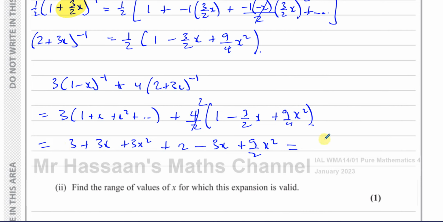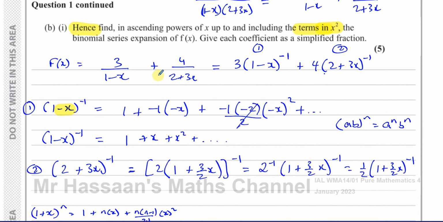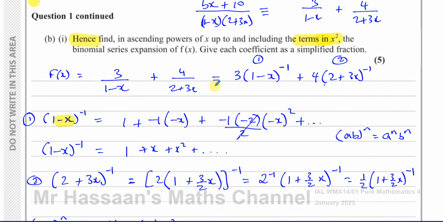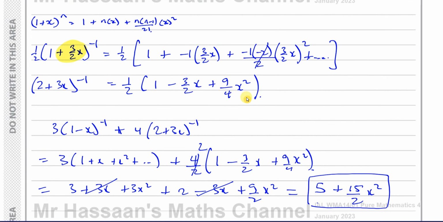Which gives you 3 plus 2, which is 5. You have 3x minus 3x, so the x term is cancelled out. You have 3x squared plus 9 over 2x squared. Well, that's 6 over 2 x squared plus 9 over 2 x squared, which is 15 over 2 x squared. So there is our answer in the end. Okay, so that is the expansion of all of this, up to and including the term in x squared. That's the answer to this question.